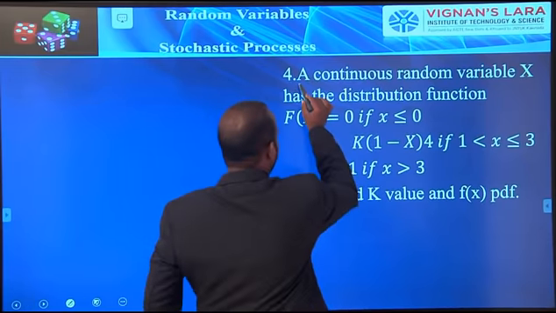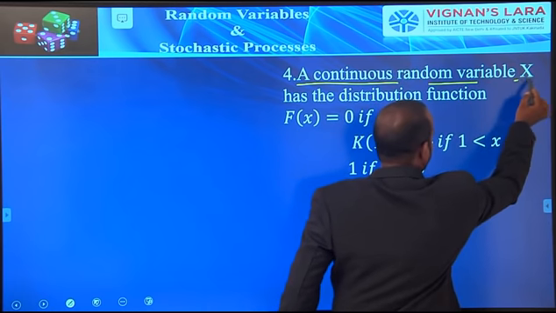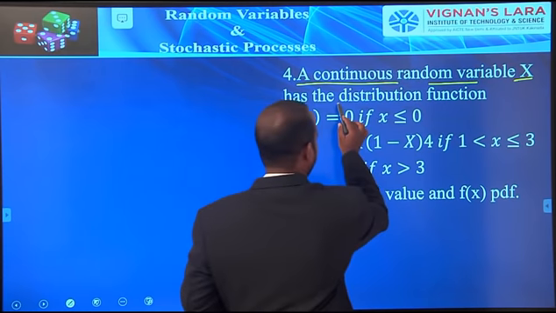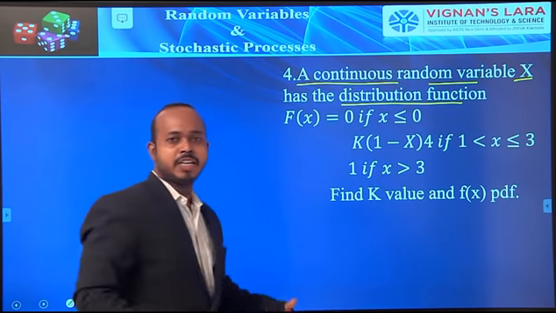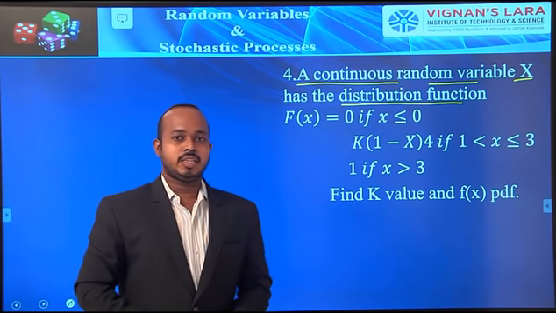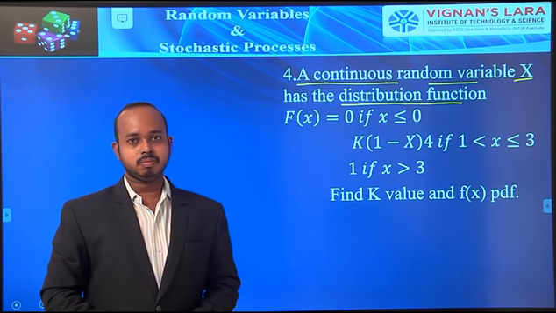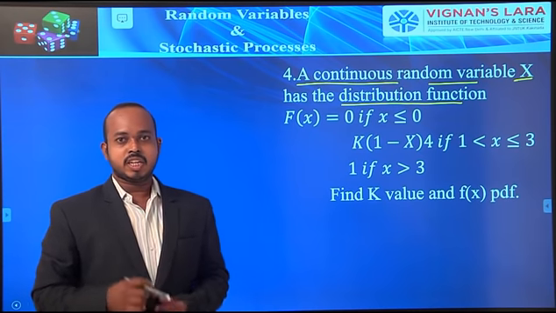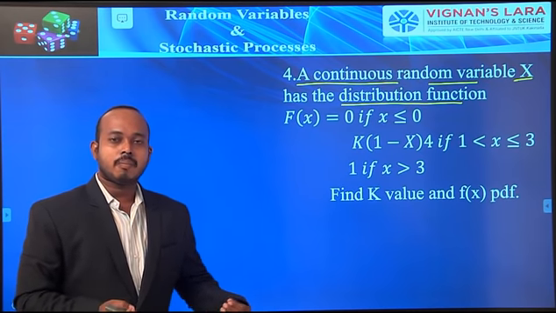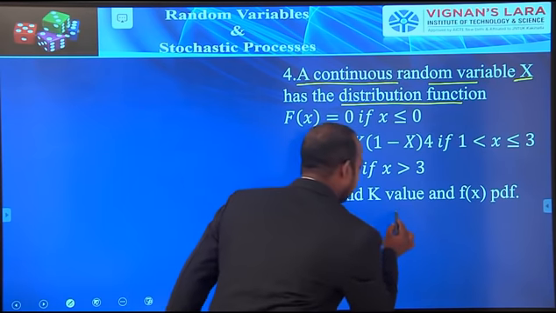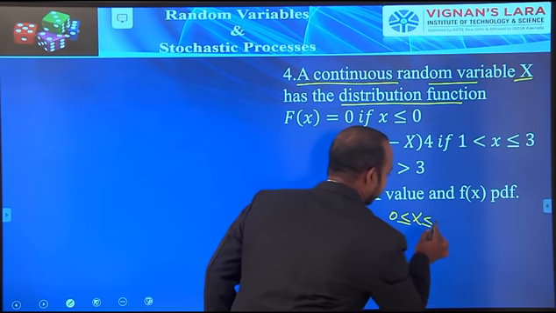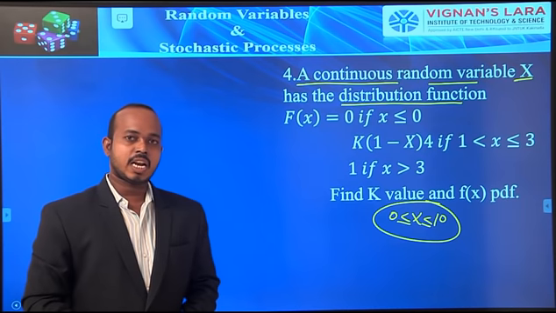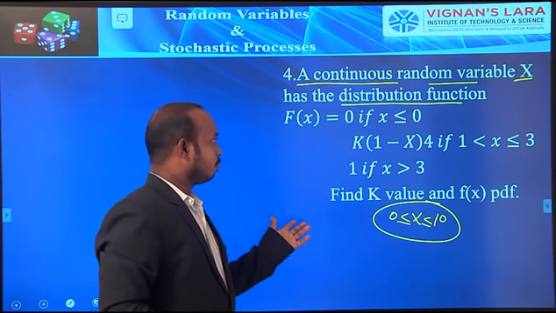A continuous random variable capital X has the distribution function. Here, how do we identify which is continuous? Already we know the definition of a continuous random variable. A continuous random variable has infinite values in a finite interval. Here the finite interval is represented using comparison operations like 0 less than or equal to x less than or equal to 10. This is the representation for a continuous random variable.